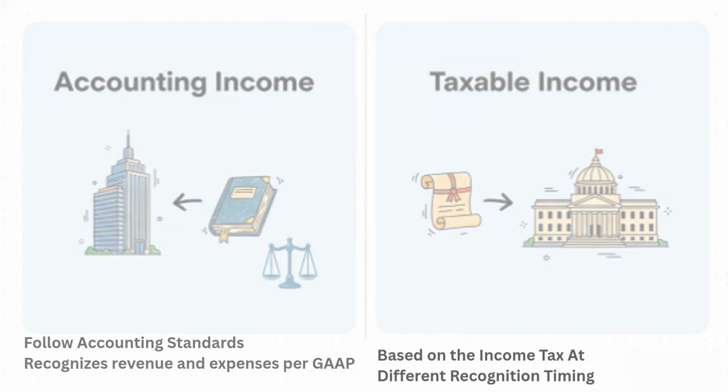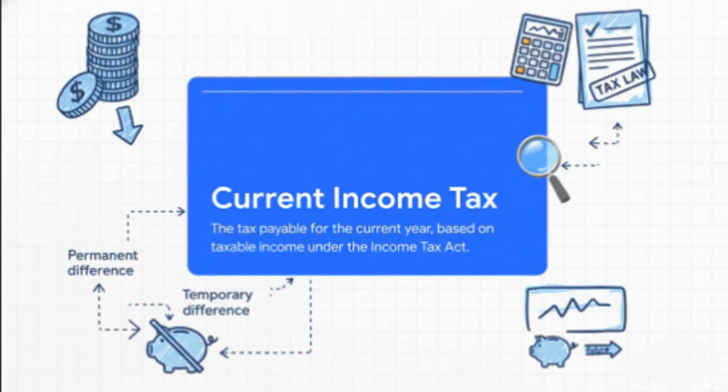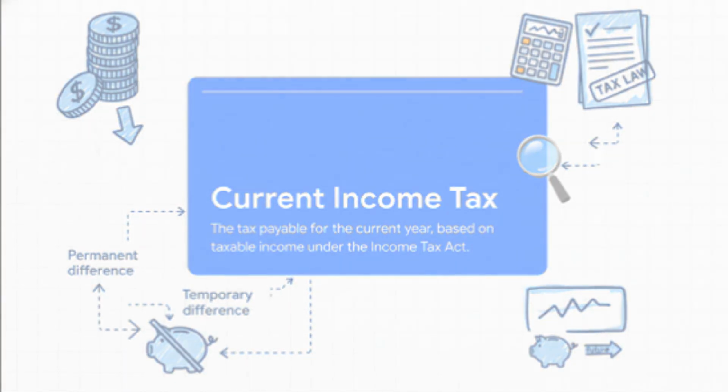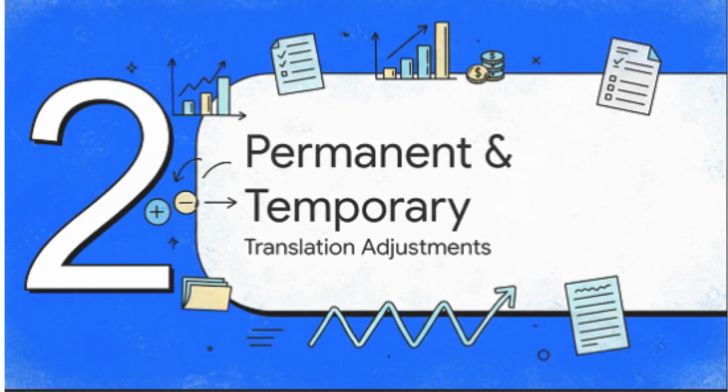This brings us right to our main event, current income tax. All this means is the tax a company has to pay for this year. And here's the key part. It's calculated using the number from the tax rulebook, that taxable income, not the accounting profit that everyone sees in the annual report. So how do we bridge that gap? How do we get from one number to the other? Well, we use these things called translation adjustments, and they come in two main flavors: permanent differences and temporary differences.